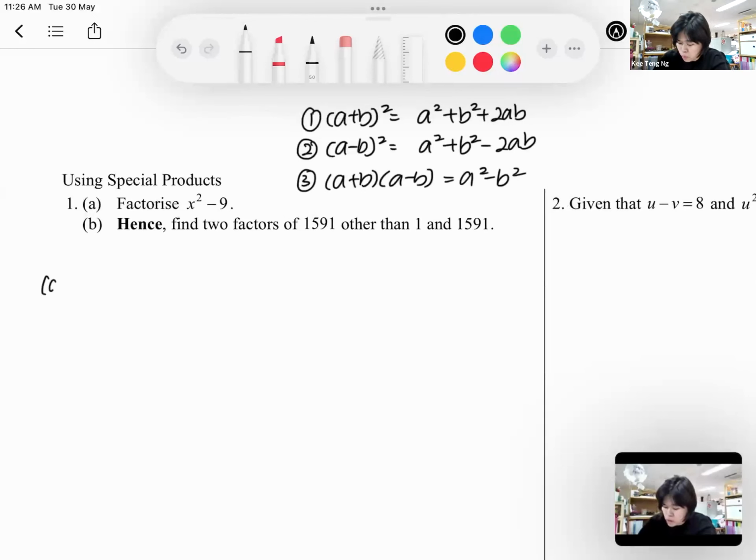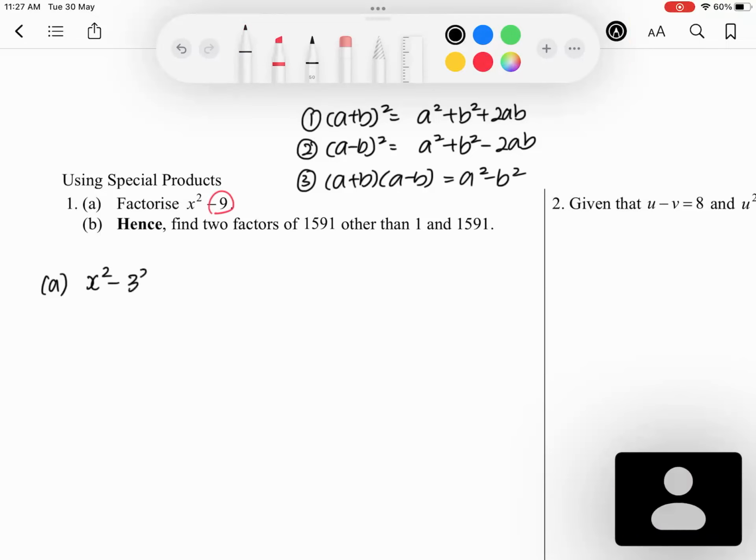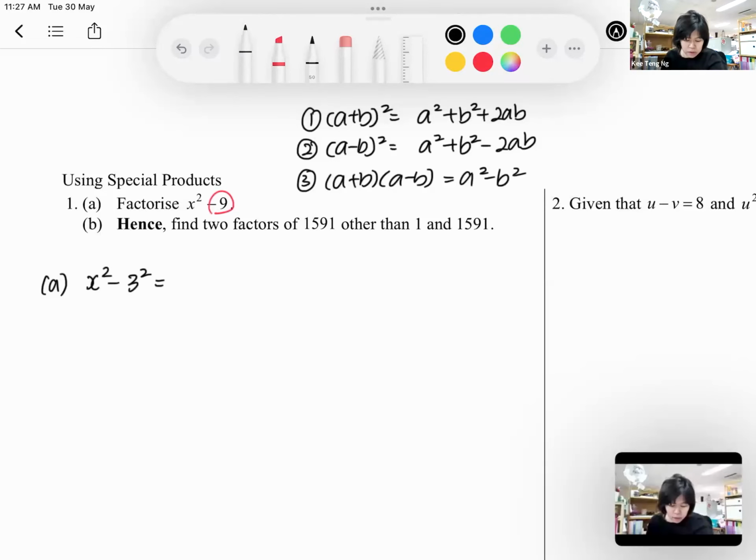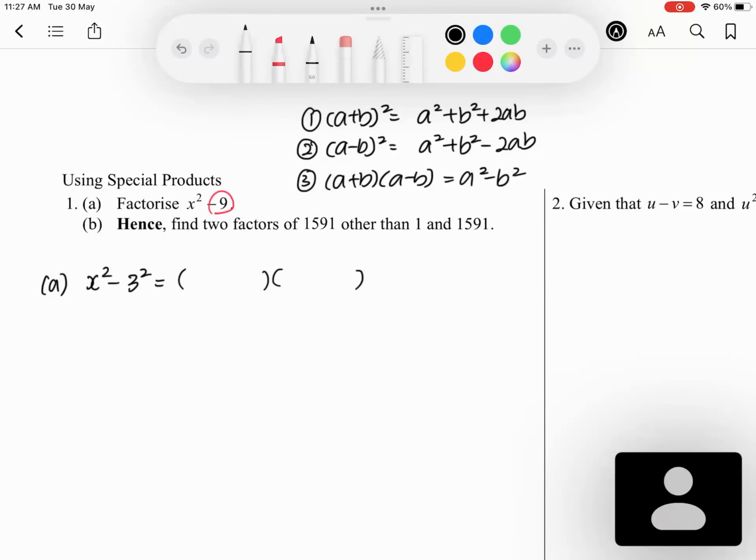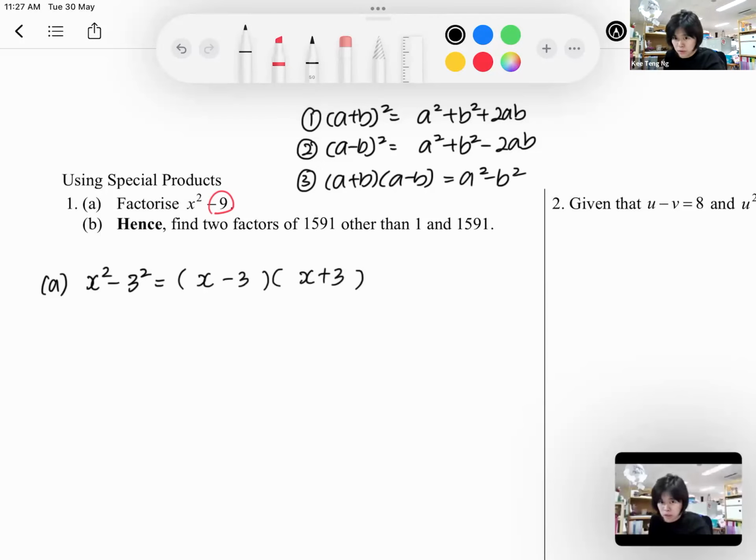So first one, question 1, part A, factorize this. Hudson, how to factorize x squared minus 9? What can I change 9 into? 3 squared. Thank you very much. Then Hudson, what would be the answer for the bracket? X plus 3, x minus 3. Yes, okay, correct. It's not x minus 3 twice, a different sign, okay?